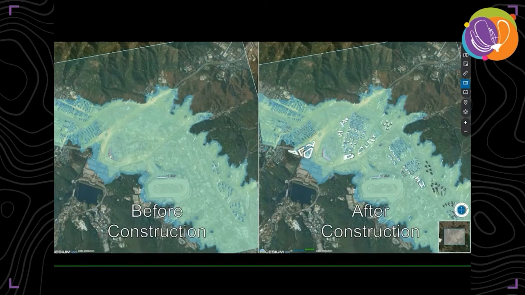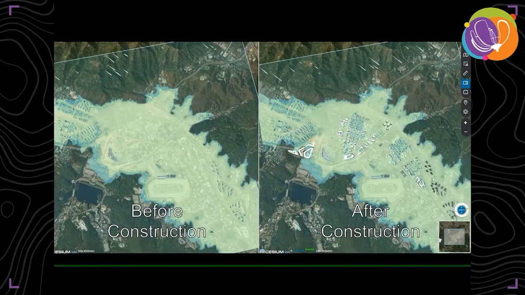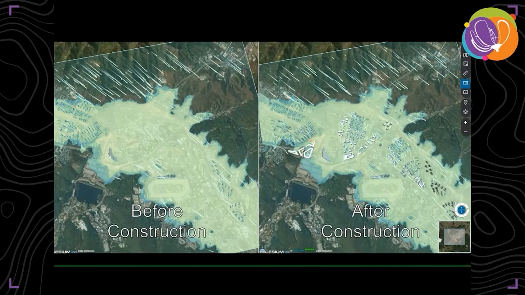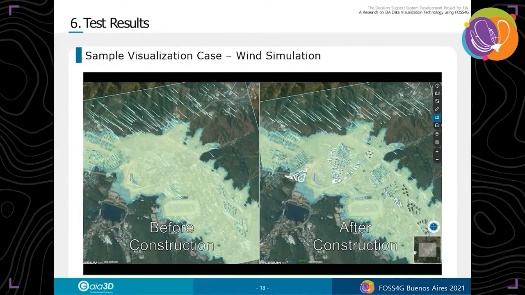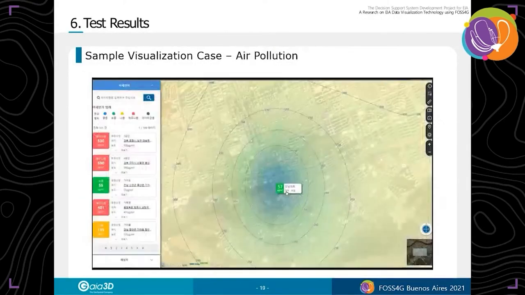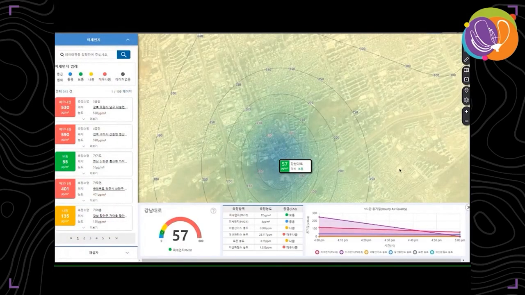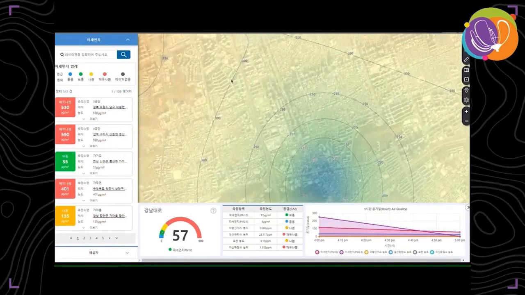We also tested the air pollution visualization as a heat map with ISO line. Let's take a look at this. You can see the air polluted point, and then you can read the value of the air pollutant NOx or PM2.5 or PM10, and how their distribution is over the surface.